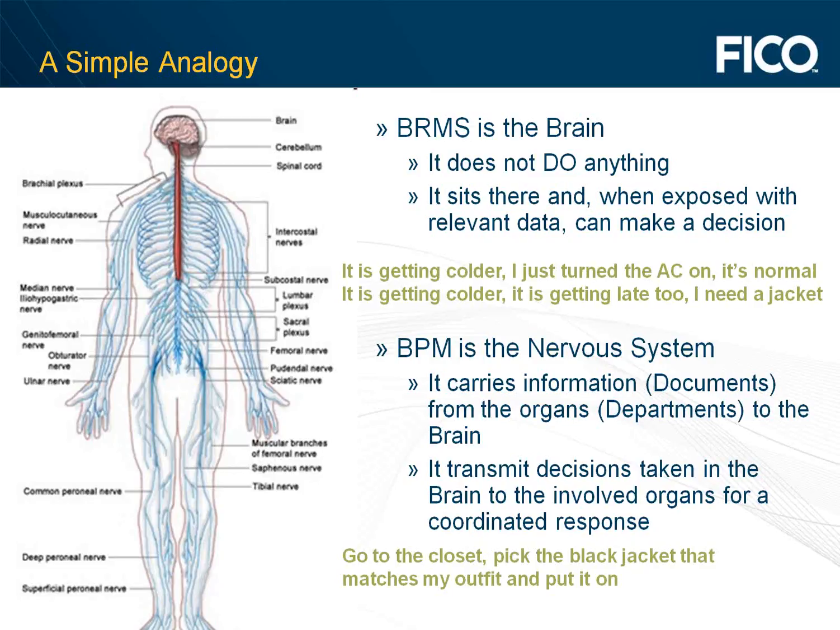The BPM is the nervous system. It carries the information to the brain, and the brain does the processing. It applies the rules, and the output, the actions, are distributed by the BPM system. To compare that with today's world, I see the BPM as the routers that provide the documents from the different departments to the actual brains, and the brain is where you apply your business logic and make the decisions. So to come back to our example: if it's getting colder and getting dark, go to the closet, pick the black jacket because it matches well with your dress, and put it on.